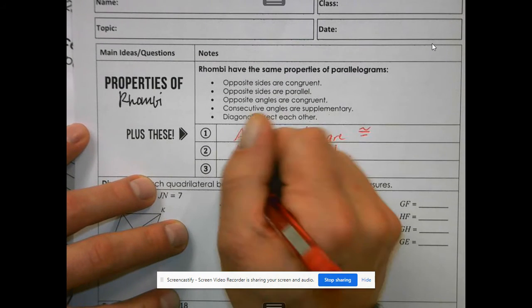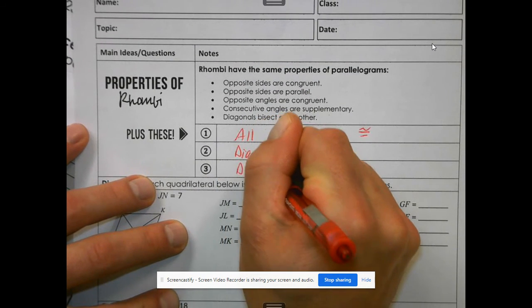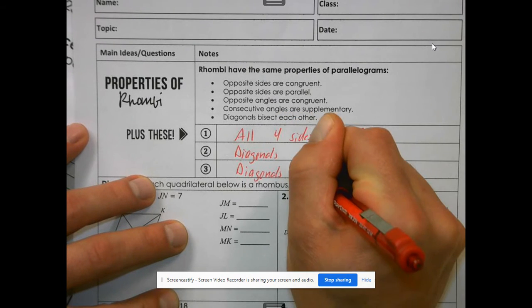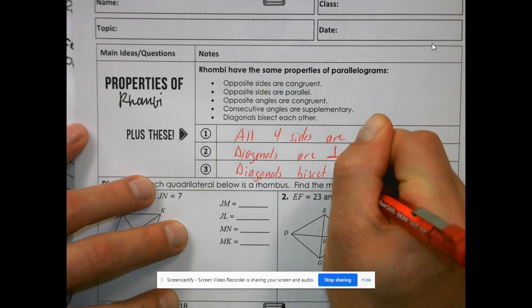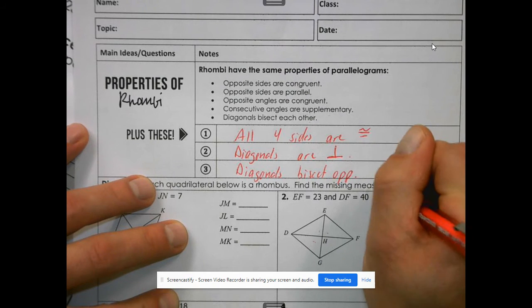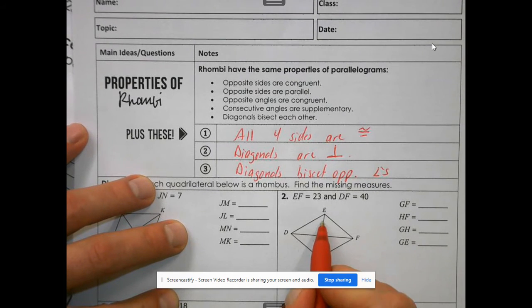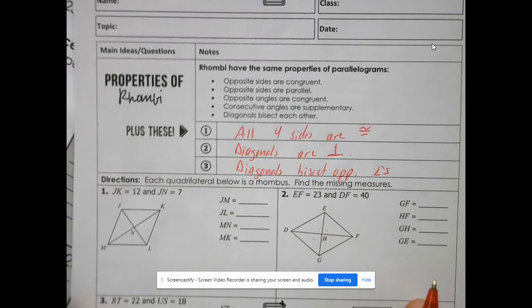Last one, diagonals bisect. This one's kind of neat. Takes away a lot of work. Diagonals bisect opposite angles. In other words, this diagonal right here just cuts the angle in half. So for example, if this angle right here was 10 degrees, this angle right here to be 10 degrees as well. All right, some examples.